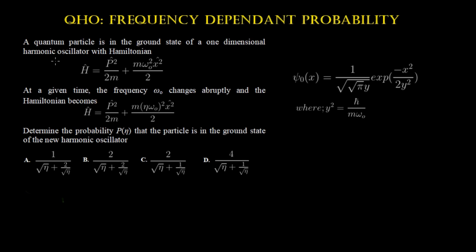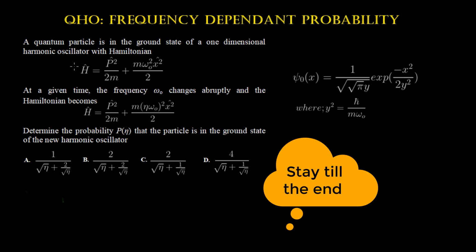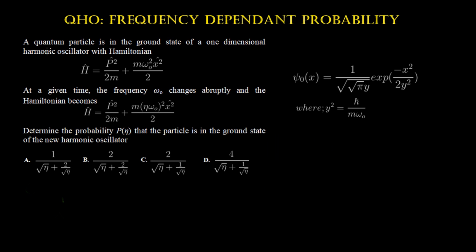In order to understand the frequency dependent probability in the quantum harmonic oscillator, I've given a question here. I'll solve this question in two ways. One is a very straightforward method and one is a very shortcut method. I'll discuss both of these methods, so stay tuned for the shortcut method at the end of this video. So let's get started. The question is like this.